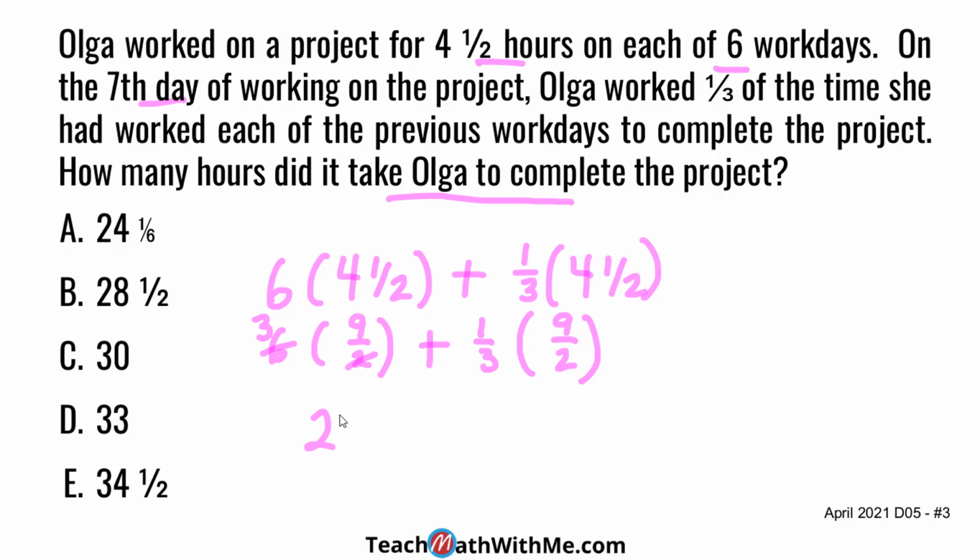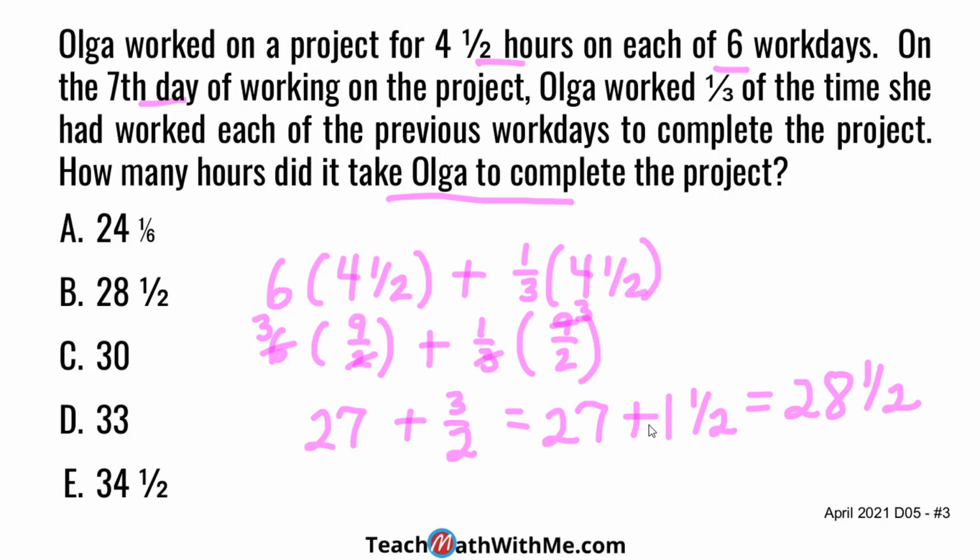Now I'm going to do some simplifying so I can multiply a little bit easier, and I get 3 times 9 gives us 27. Simplify here, and we're going to get plus 3/2. So this is the same as 27 plus 1 1/2, and I can add that up to make it 28 1/2, and that's going to be answer choice B.